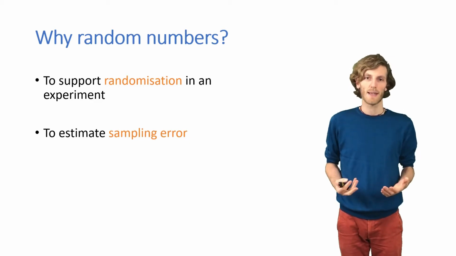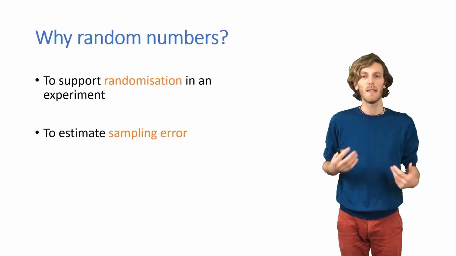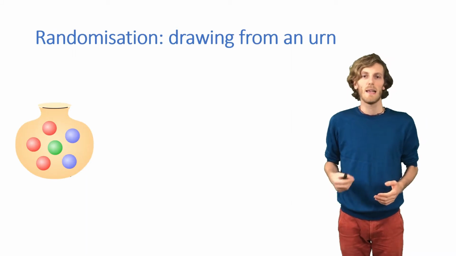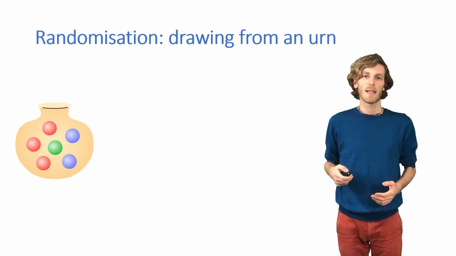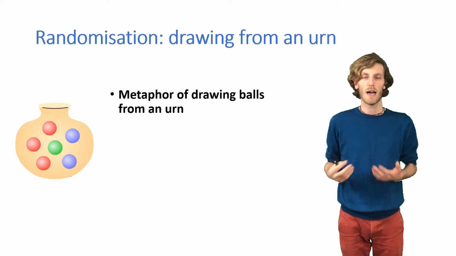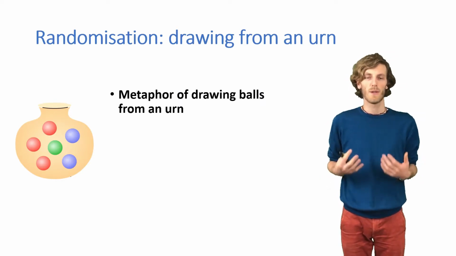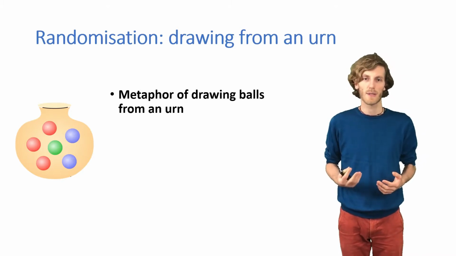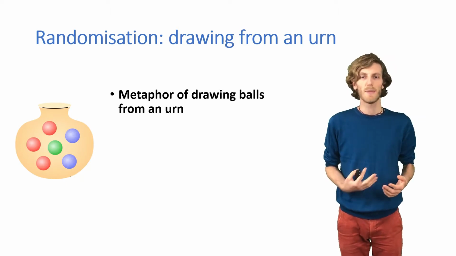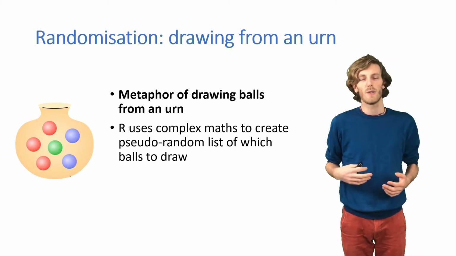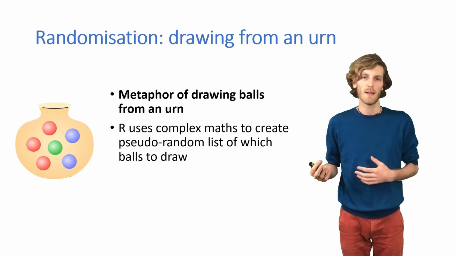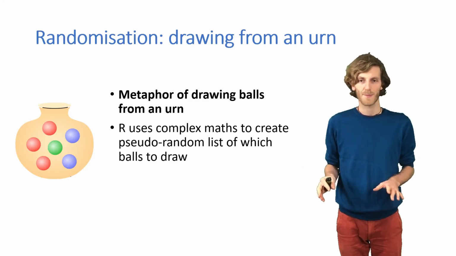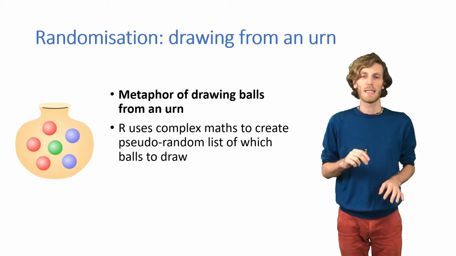And we need to estimate sampling error to figure out how confident we can be in our conclusions from any study. In statistics, the generation of random numbers is generally conceptualized as drawing numbers out of an urn. It's quite a helpful picture to understand some of the procedures that we're going to encounter in the future. So we have this urn, we have numbers in it, and then R uses complex maths to create a pseudo-random list of numbers, which we should just treat as random, to then pick specific items out of the urn.